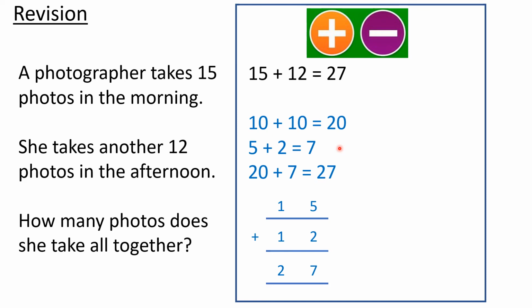And as I said on the last one, we could have used the column method here because we've got two-digit numbers. We're adding 15 and 12. So I could have written it very neatly into 2 columns, added my ones first, 5 add 2, which is 7, and then added my tens. 1 add 1, which was 2, 20 altogether to give me 27. So she takes 27 photos all together.